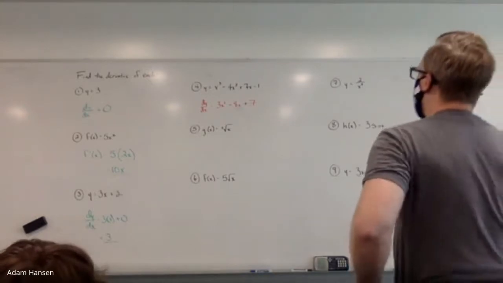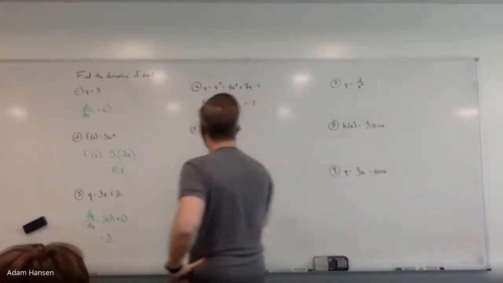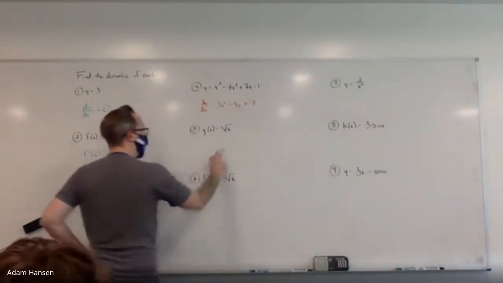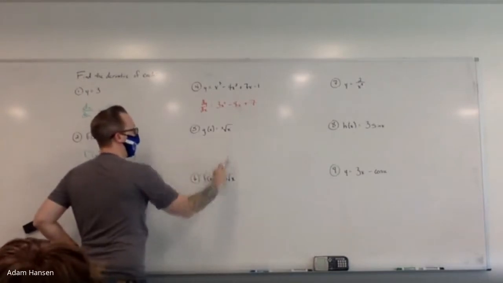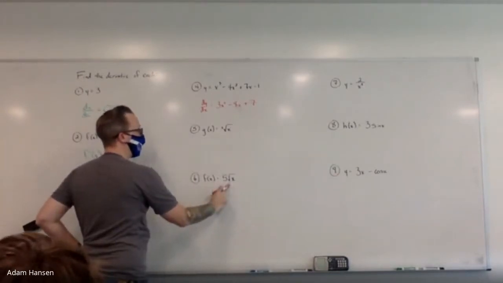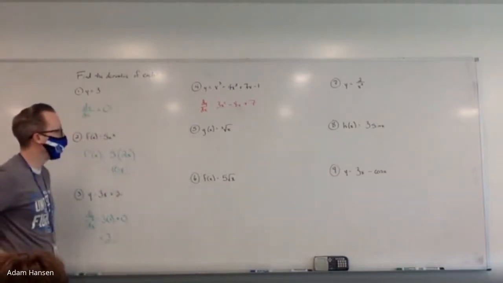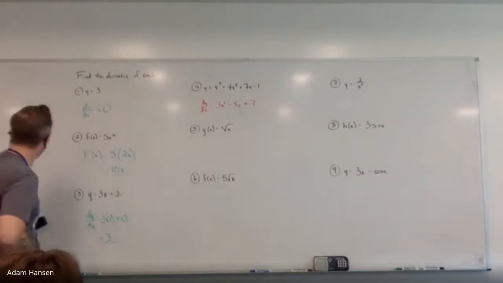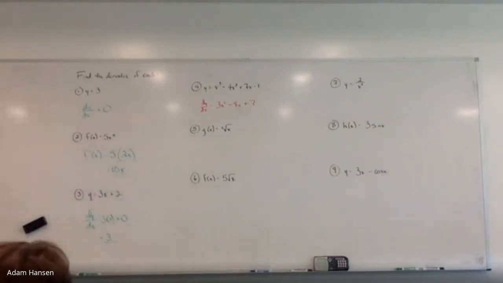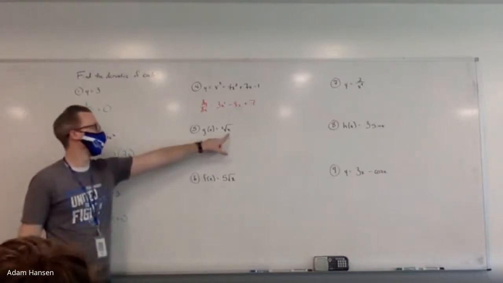Okay, let's try some radicals. On 5 and 6, I have radical functions. The cube root of x for g of x, and f of x equals 5 times the square root of x. A little bit different here. I've got some different notation. I've got roots now. How could I use these rules over here to take the derivative of a radical function?